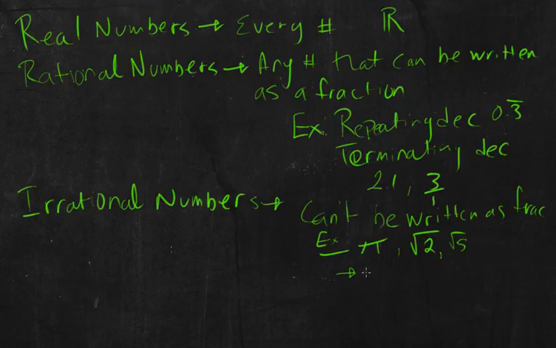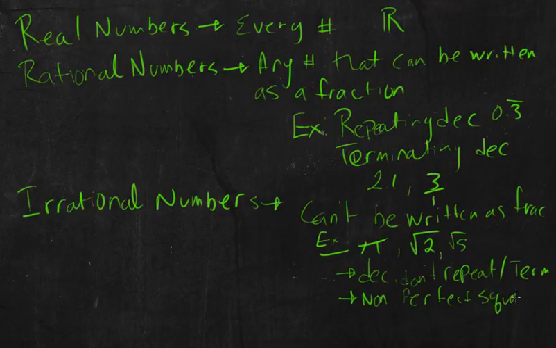So when we're looking here, we're looking for decimals that go on forever with no pattern. So decimals that don't repeat or terminate. They go on forever without any pattern, like pi, 3.141592, so on and so forth. And the other one would be non-perfect squares. So a non-perfect square, for example, root 2. If you take the square root of 2, it's a decimal that continues on with no pattern.